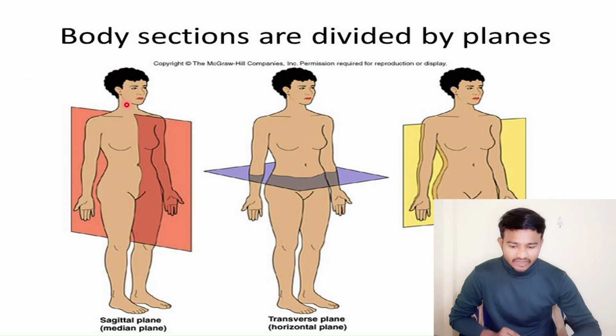This picture is very good. First one, this is the sagittal plane, that means the median plane, and another one is the transverse plane. It divides into upper part and lower part. And this is the coronal plane. It divides into anterior part and posterior part, front and back.